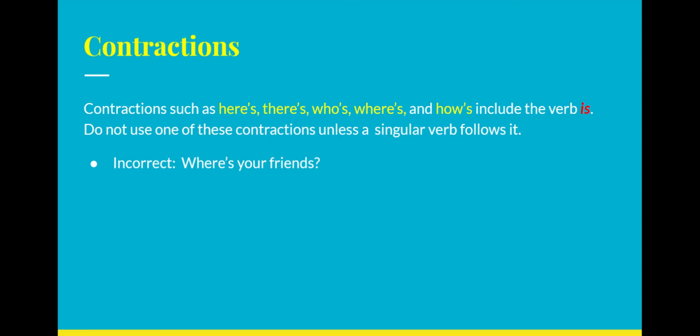Let's take a look at an example. This is something that you hear people say all the time. Where's your friends? But that's actually incorrect because friends is plural, which means I need a plural verb, and is not a plural verb. So I should be saying, where are your friends? That would be correct if we want to have our subject in agreement with our verb.